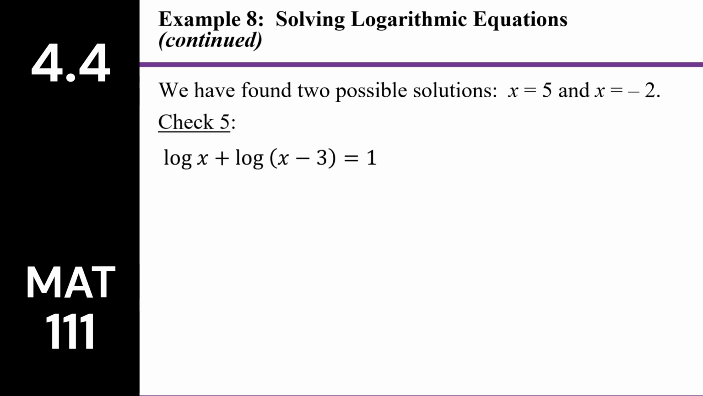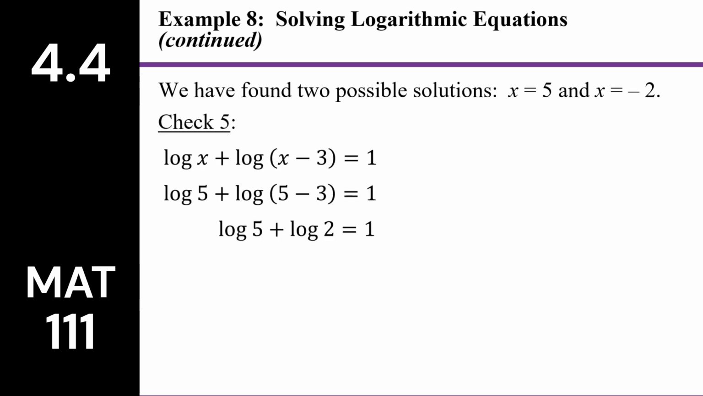We'll substitute 5 in for x, and we'll simplify. 5 minus 3 is 2. We can use the product rule, so the sum of the logs is the log of the product, and that gives us the log of 10 equals 1, and that's true.